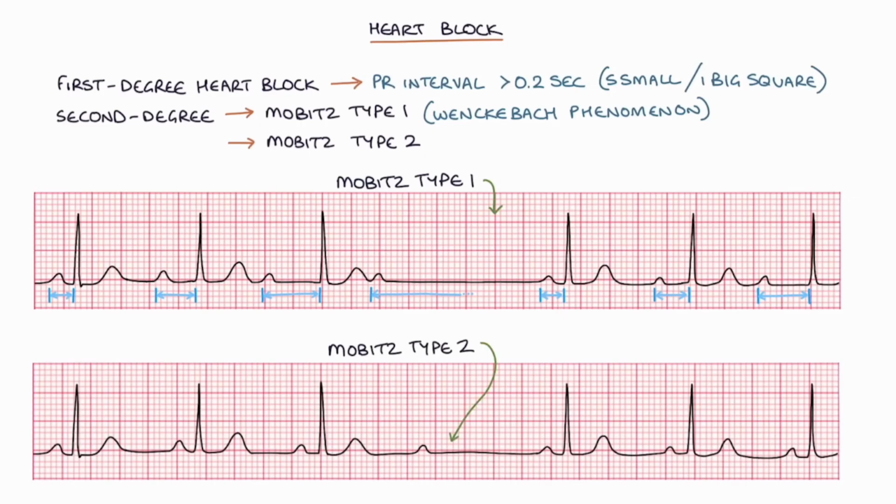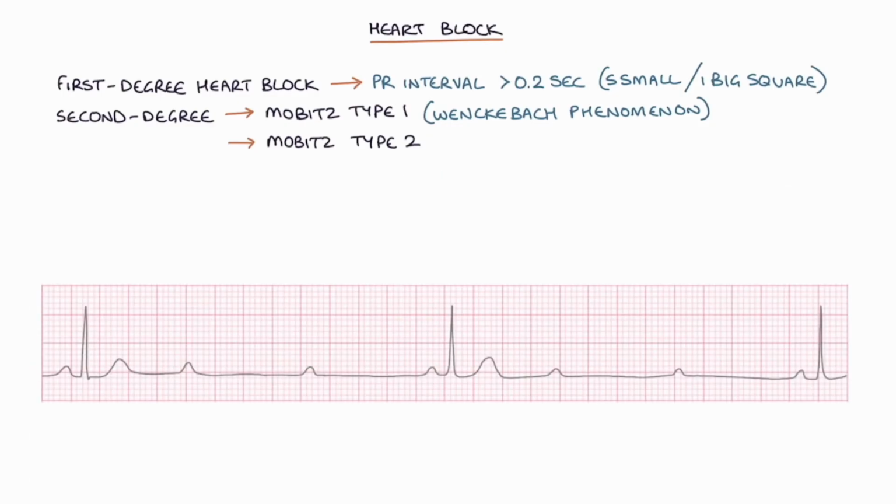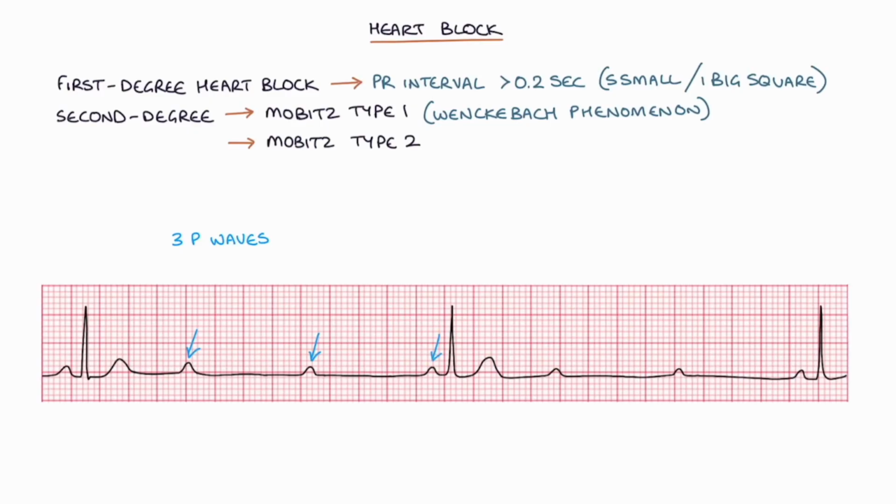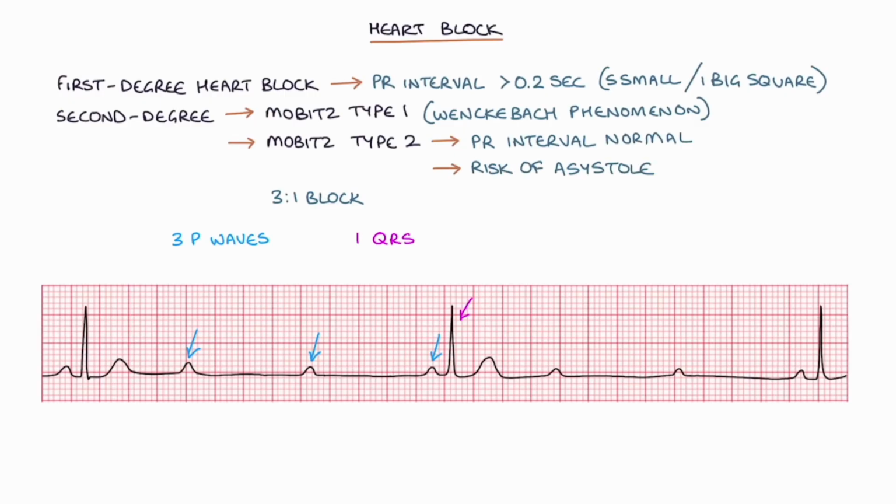Mobitz type 2 is where there's intermittent failure of conduction through the atrioventricular node with an absence of QRS complexes following P waves. There's usually a set ratio of P waves to QRS complexes, for example 3 P waves for each QRS complex, which is a 3-to-1 block. The PR interval remains normal in Mobitz type 2. There's a risk of asystole with Mobitz type 2.